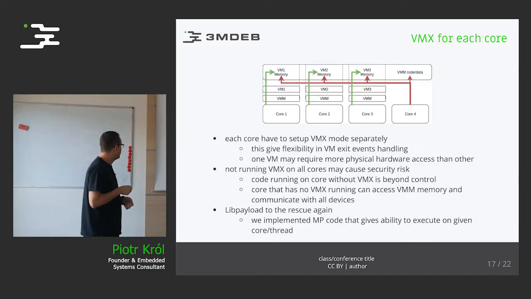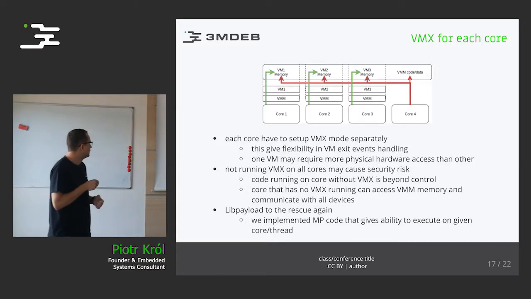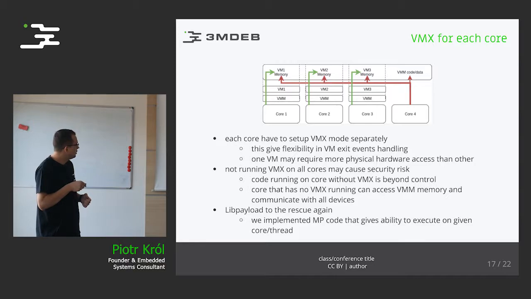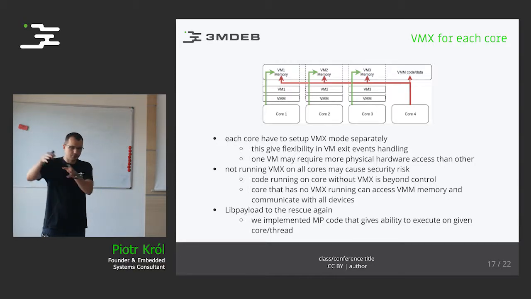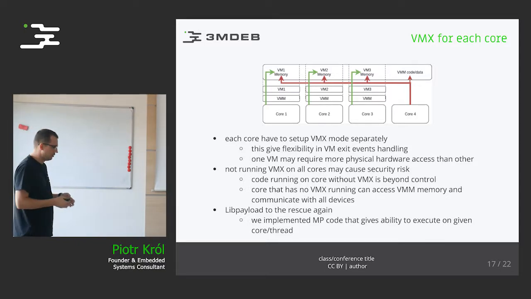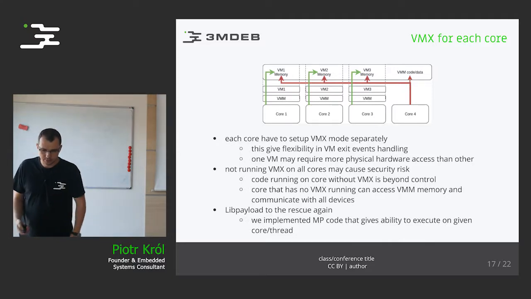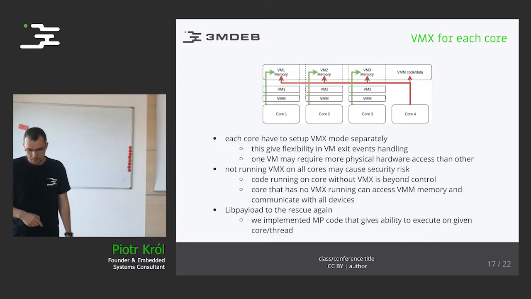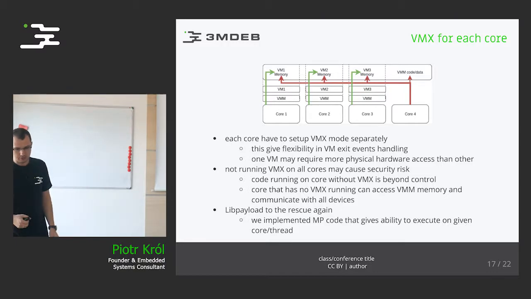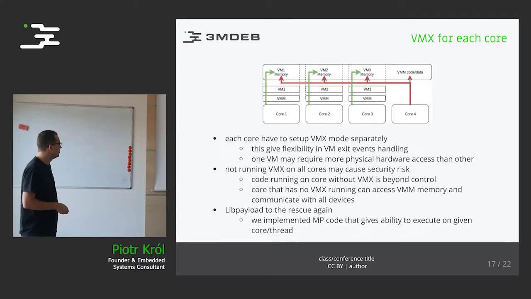Okay, I told you that. So yeah, again, lib payload to the rescue, and we had to implement code that can run VMX on each core and say, okay, please run on this core, run VMX. Because there is no way to just do that in the instruction set, we have to run code on each core to enable that. Or even each core or thread, because if we have hyper-threading, then we have logical processors which also need this operation.